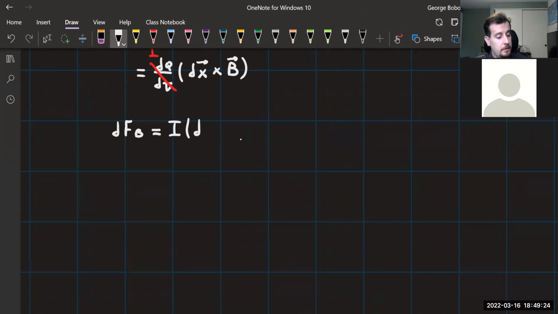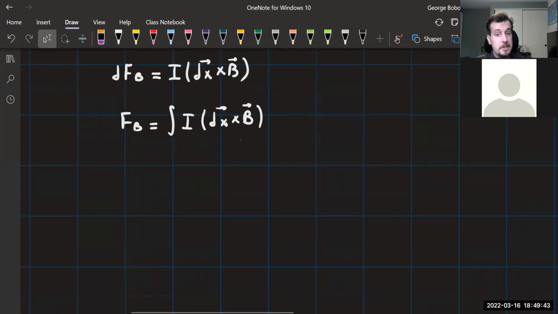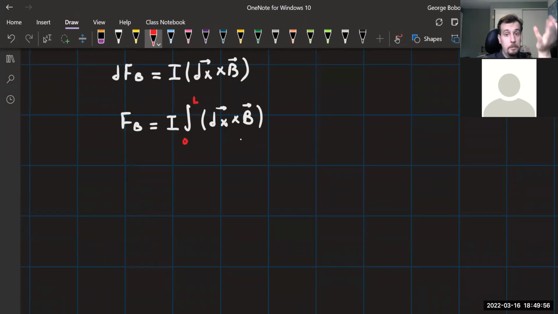Now we're not done just yet, because you can see I have to find what FB is. To do that, truly you need to integrate both sides. Skipping some details here, but in essence, this integral is not going to affect I because it's a constant. The I is going to get pulled outside, and then you're going to be integrating along the length of your wire. However long your wire is, that's how long you're going to go for.